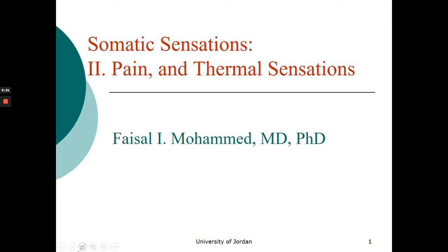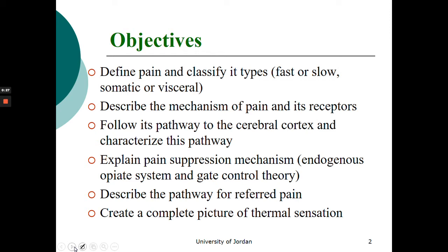Today we're going to talk about the second part of somatic sensation, which are pain and thermal sensation. Our objectives are to define pain, classify its types. Usually pain is of two types, fast or slow, or sometimes called acute, fast, and slow, chronic, and describe its characters, whether it is somatic pain or visceral pain. Describe the mechanism of pain and its receptors. Follow its pathways to the cerebral cortex and characterize this pathway. There are usually two pathways, one for the fast pain and one for the slow pain.